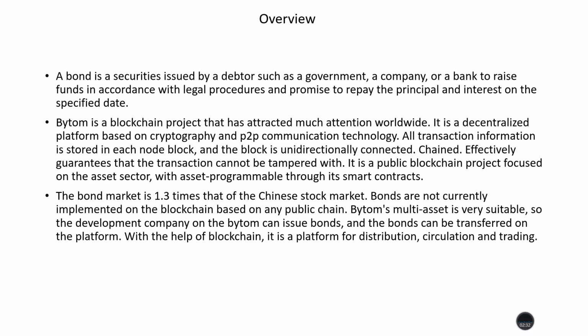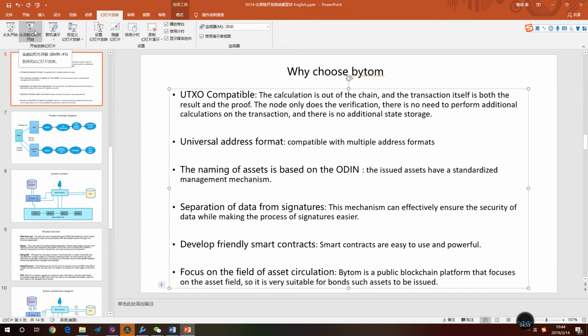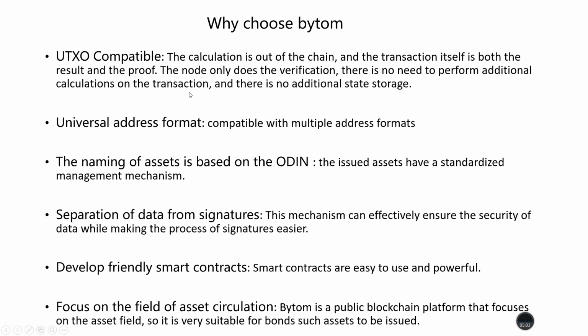All transaction information is stored in each node block, and the blocks are directionally connected, which effectively guarantees that the transaction cannot be tampered with. It is a public blockchain project that focuses on the SaaS sector, with a set programmable through a smart contract. And as we know, the bond market is a very big market, so I think this case can give people some thoughts.